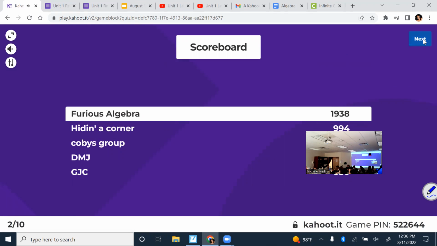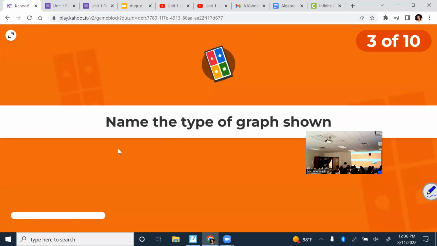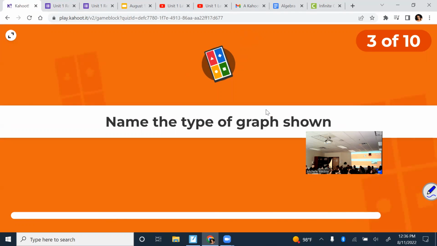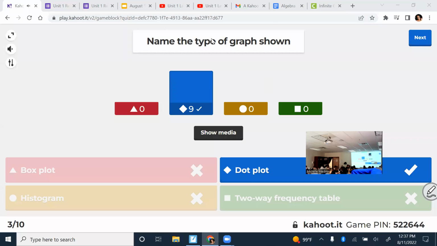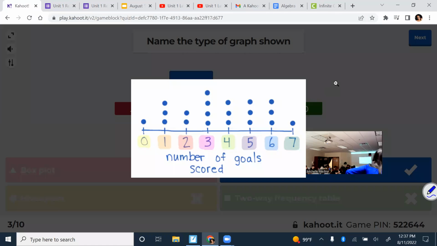All right. So name the type of graph shown. Is it a box plot, dot plot, histogram, or two-way frequency table? All right, so everyone got it right. I'm proud of you.